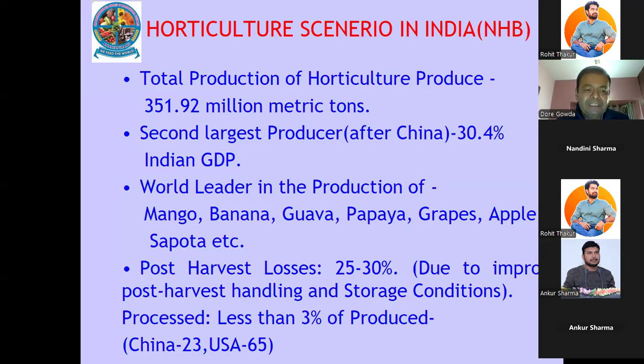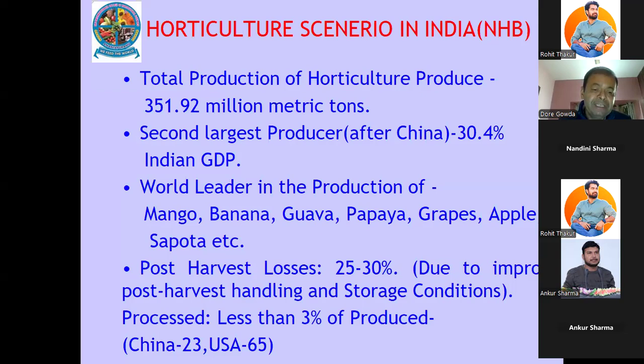At present in India, we are processing less than 3% of the total produce of fruits and vegetables, whereas the USA is processing up to 65% of its total production, and China 23%. So in India we are lagging far behind, and there is a lot of scope for catching up.